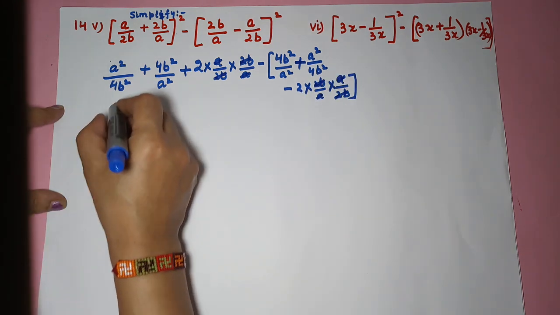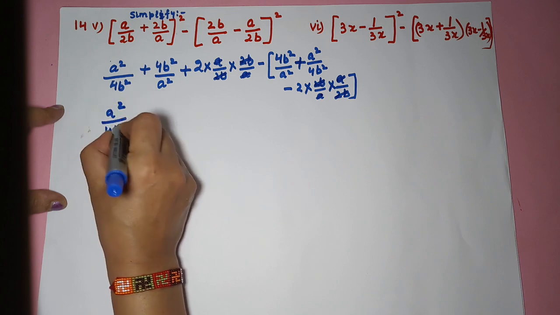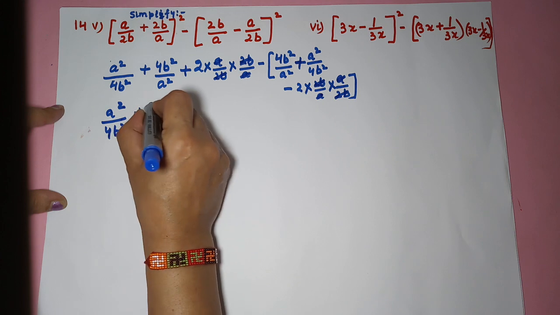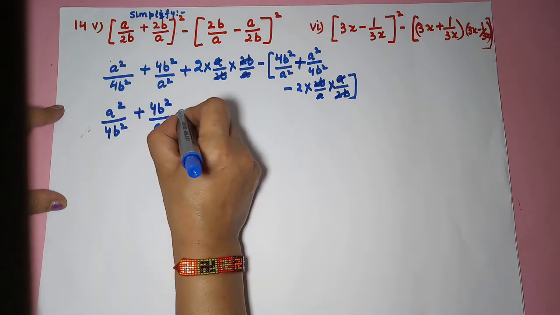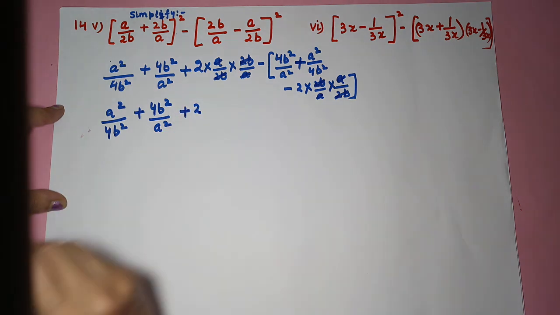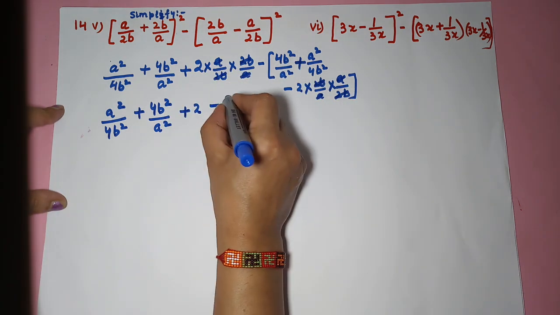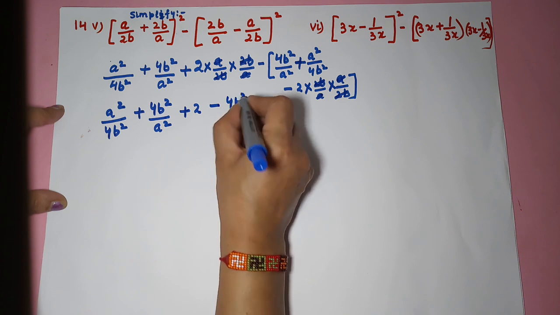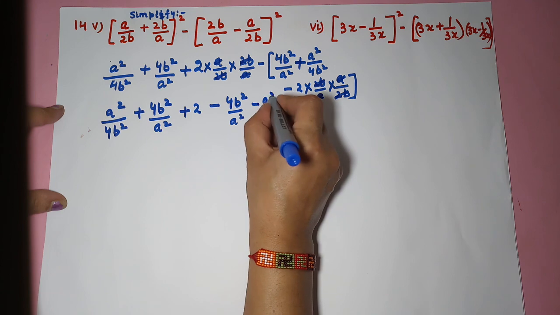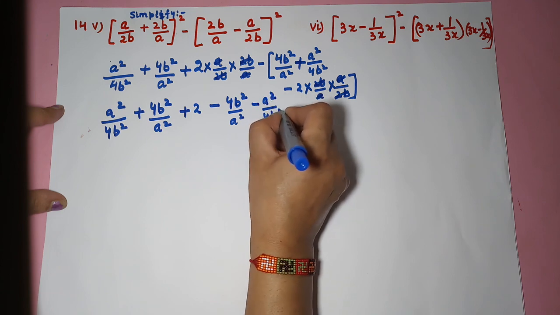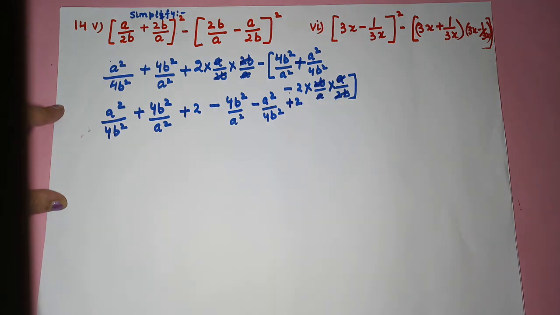Finally we are left with a square upon 4b square plus 4b square upon a square plus 2, and here we have minus, so minus 4b square upon a square, minus a square upon 4b square, and then minus and minus becomes plus 2, right?